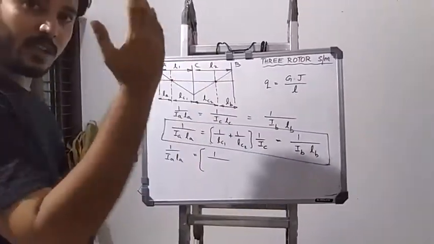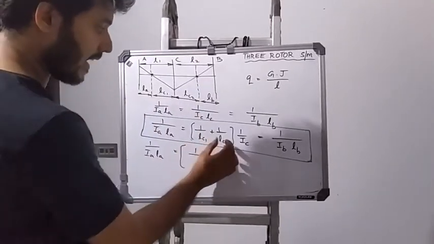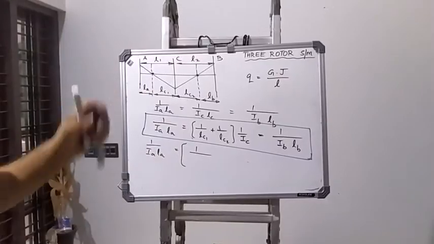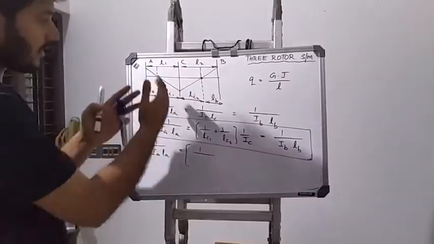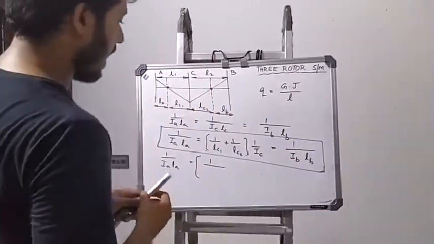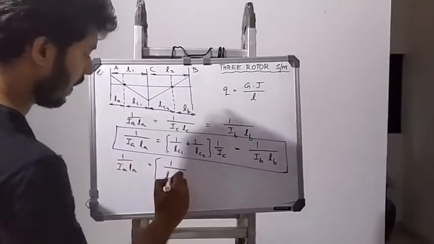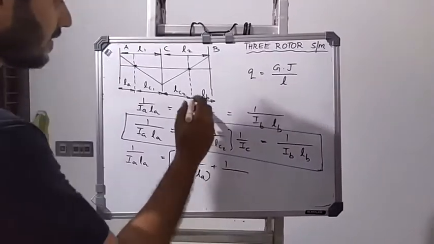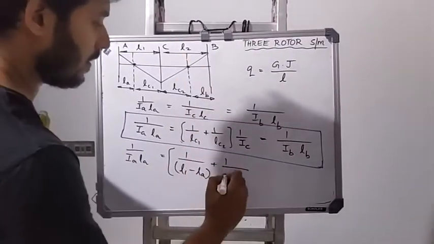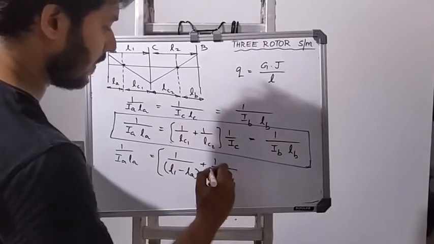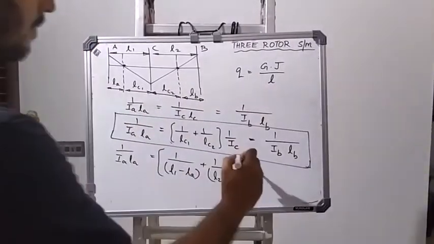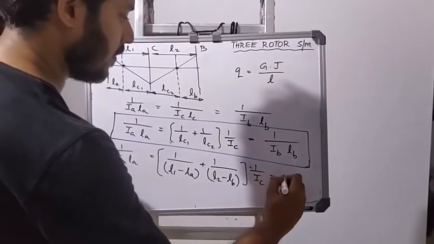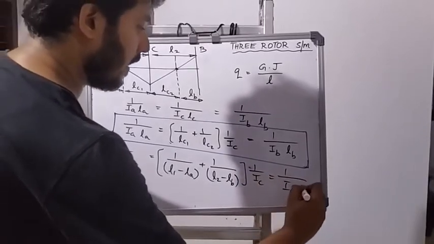So now according to these three scenarios, you can slightly change the values of LC1 and LC2 according to the marking of the lengths. See, in this case, for example, I can write LC1 equal to L1 minus LA. Similarly, I can write LC2 equal to L2 minus LB, multiplied by 1/(IC LC) equal to 1/(IB LB).